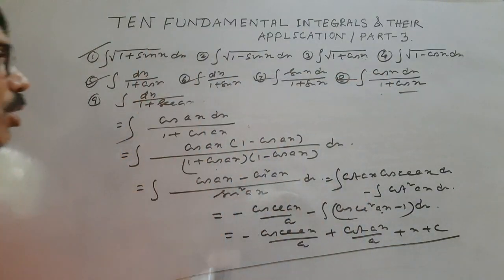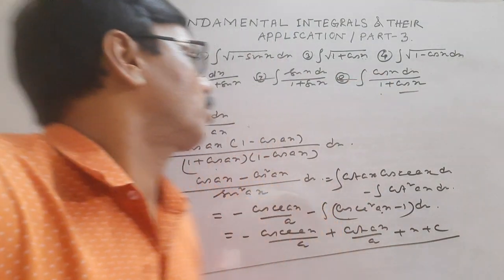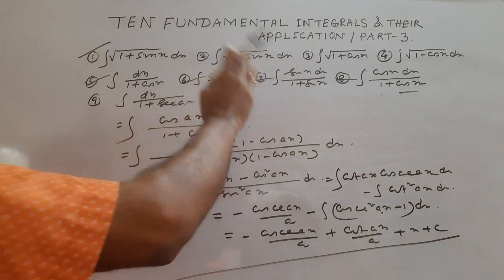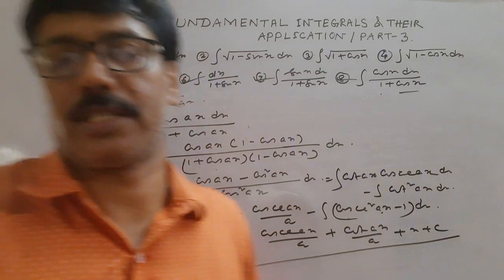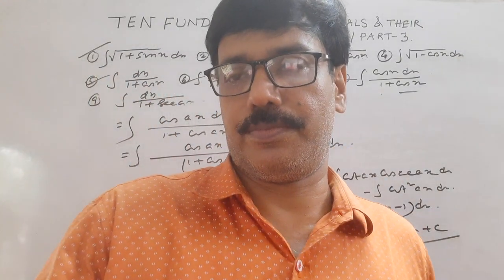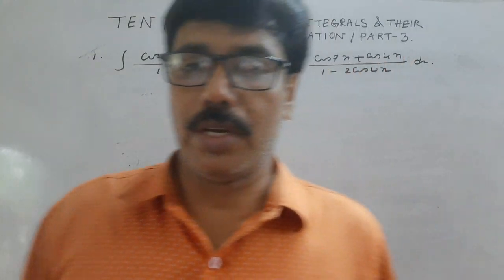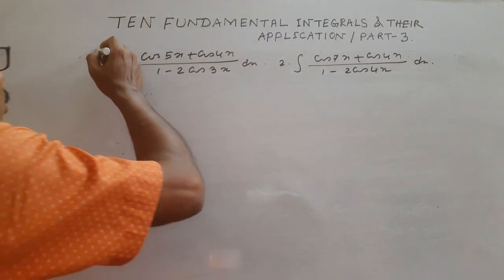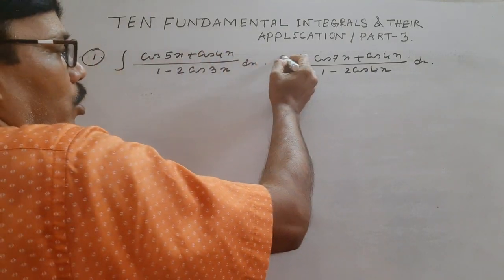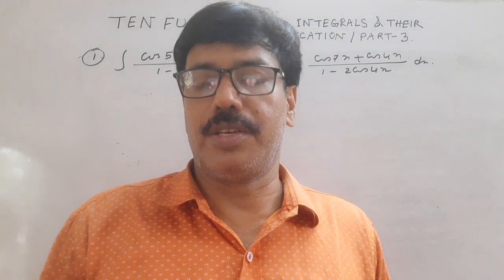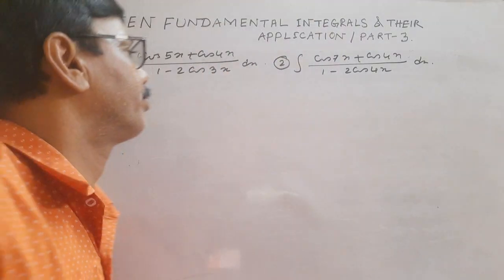So similarly for others. In case the denominator is 1 plus sin x, we multiply it by 1 minus sin x. Then try to make it in standard form. Now we consider problem number 1 and 2. They are of the same form and most important for board and competitive exams also. This is a typical type of problem.